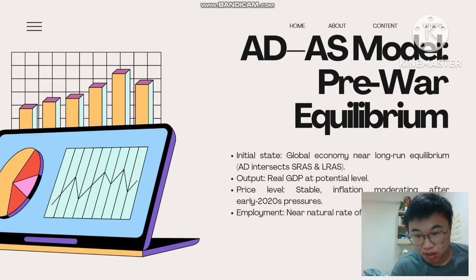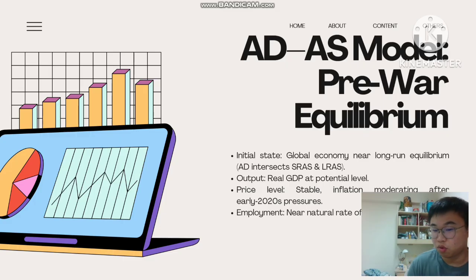First, we will talk about the AD-AS model before the war, the equilibrium. The initial state of the global economy is near long-run equilibrium, as aggregate demand intersects the SRAS, short-run aggregate supply, and long-run aggregate supply. The output is real GDP at its potential level, and the price level is stable. Inflation is moderating after the 2020s pressures, and employment is near the natural rate of unemployment.